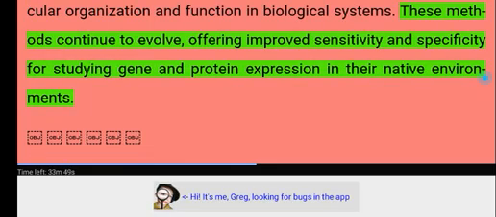These methods continue to evolve, offering improved sensitivity and specificity for studying gene and protein expression in their native environments.